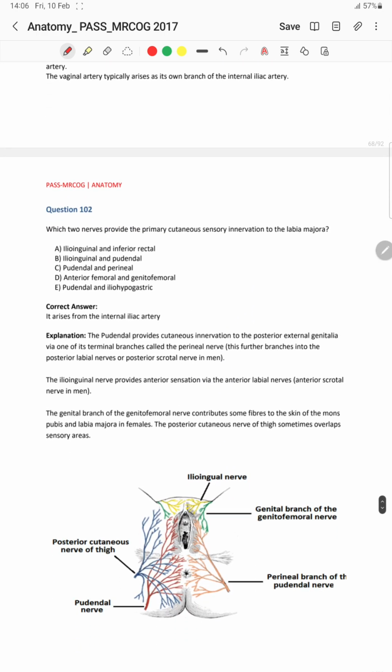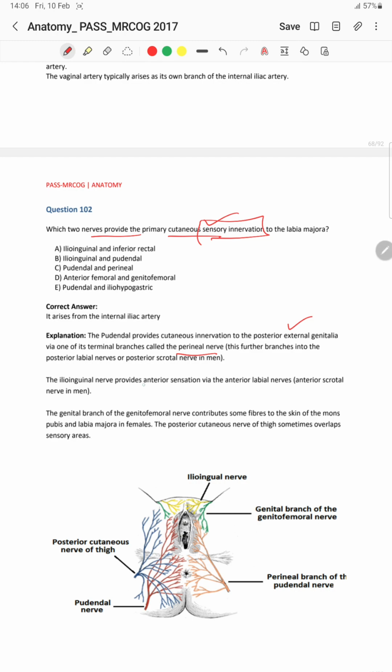Next question. Which two nerves provide the primary cutaneous sensory innervation to the labia majora? The pudendal nerve provides the cutaneous innervation to the posterior external genitalia by one of its terminal branches, called the perineal nerve, and this is further divided into the posterior labial nerve, or the posterior scrotal nerve in the man.